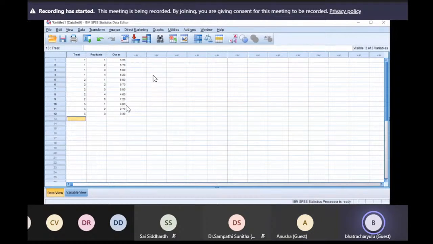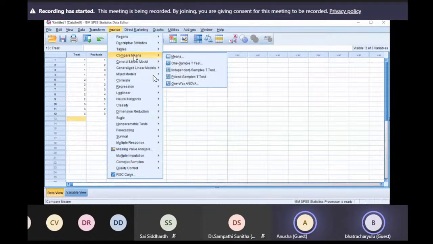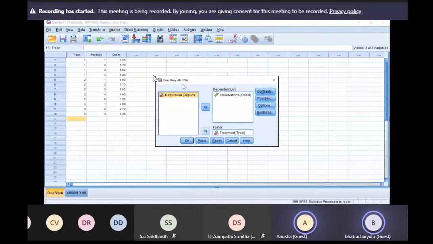Once you have entered them, go to Analyze, then select Compare Means, then go to One-Way ANOVA. Once you select that, you get another dialog box. In this one, treatment is sent to the factor, and observation is sent to the dependent list, and select the post hoc test.